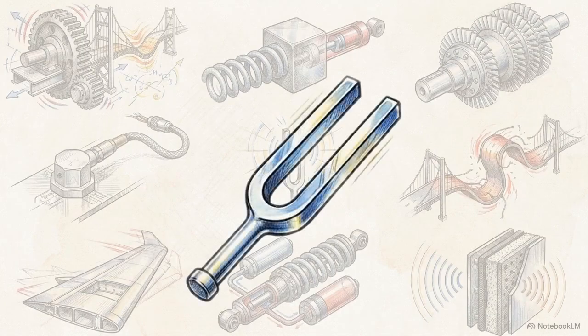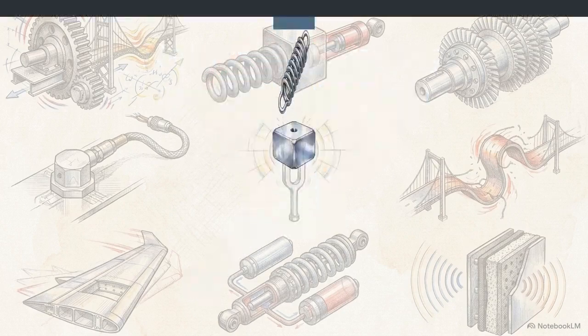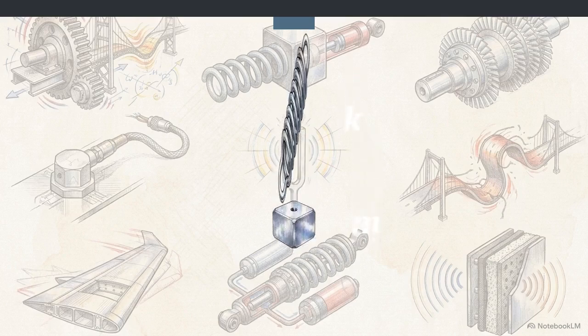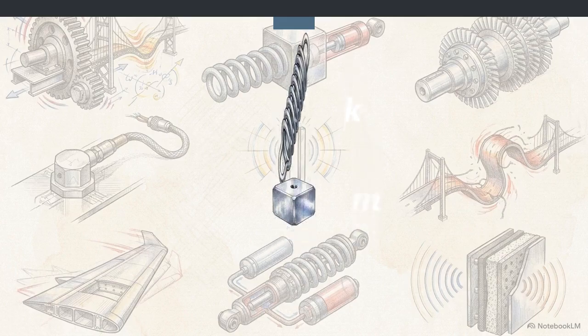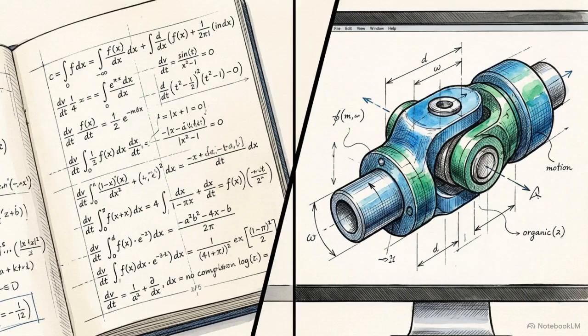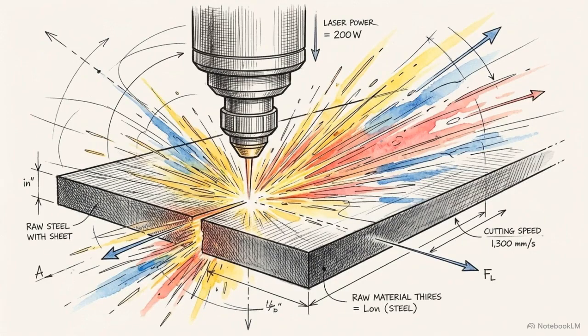Every physical object has a natural frequency, the specific rate at which it prefers to vibrate when disturbed. Because this frequency is determined by an object's mass and stiffness, engineers cannot ignore these internal rhythms. They must mathematically account for movement in every design. Since all physical matter inherently vibrates, engineers must calculate these oscillations and their effects before a single piece of steel is cut or a motor is ever turned on.